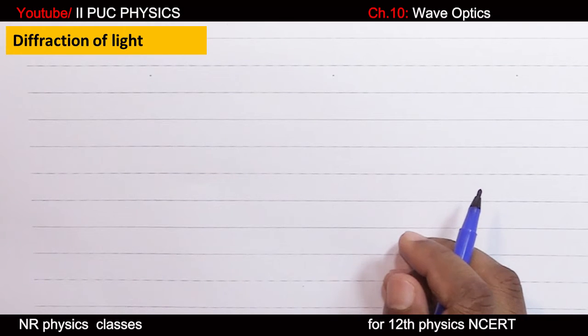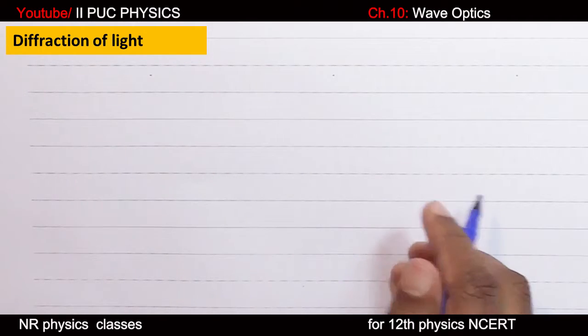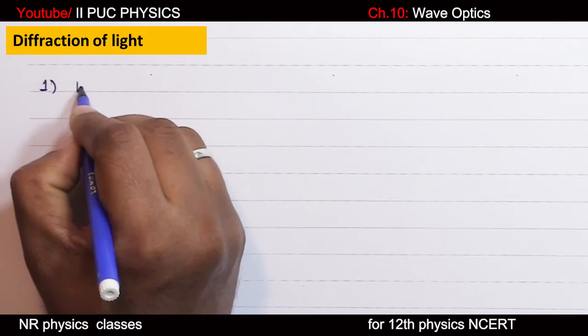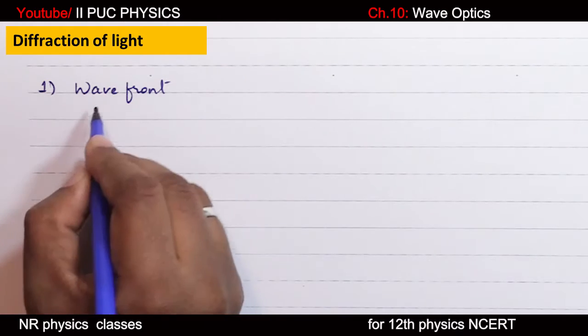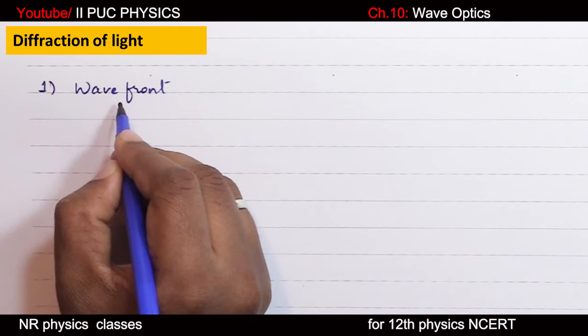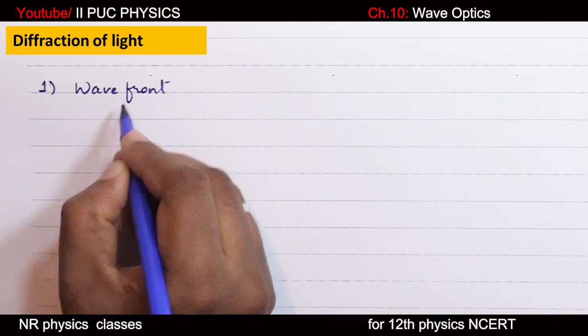Hello students, in this video let us cover diffraction of light. To understand diffraction of light, let us revise few concepts. First one is wavefront. Wavefront is locus of points which are in phase, isn't it?